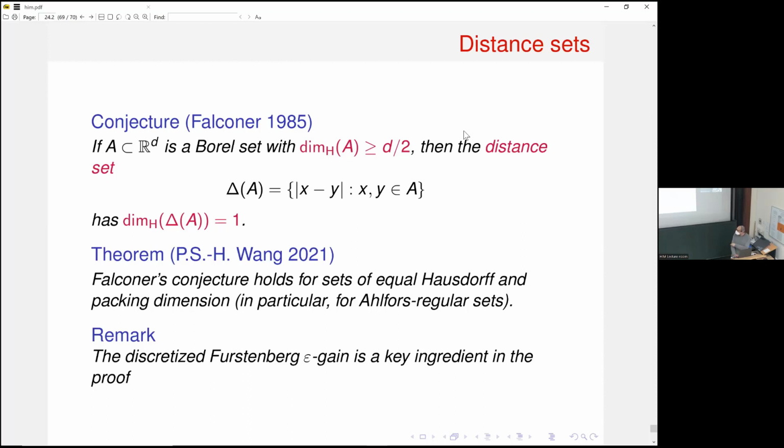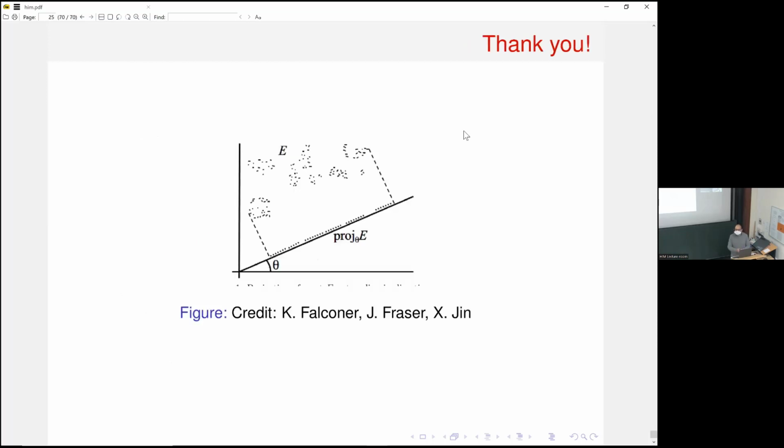So even though the epsilon is very, very small, there are some situations where it's possible to self-improve it to get some macroscopic gain, not just an epsilon. Okay, that is all. Thank you very much.